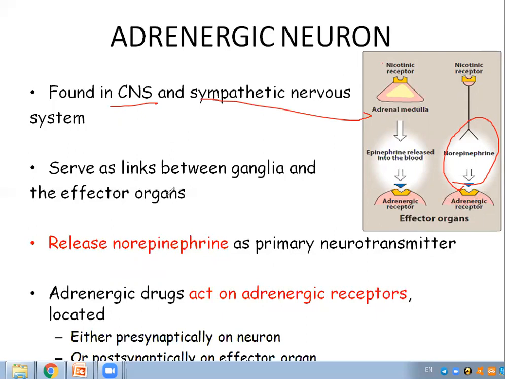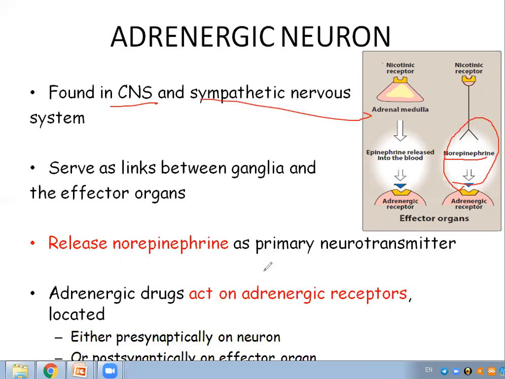And the adrenergic neuron, as I said, releases norepinephrine, and the norepinephrine is the primary neurotransmitter released by the adrenergic neuron. And as I said before, the adrenergic neuron may secrete not only the norepinephrine, but also the epinephrine. But remember that the first neurotransmitter released by the adrenergic neuron is the norepinephrine, not the epinephrine. And the epinephrine will be obtained by a modification of that norepinephrine.